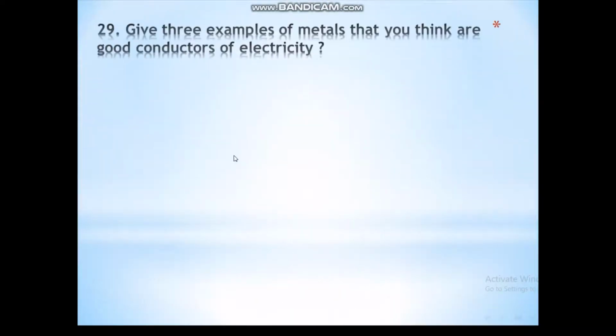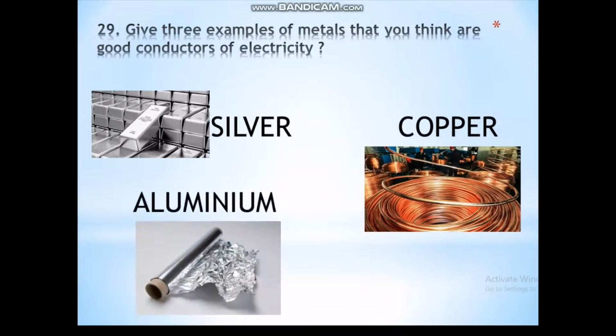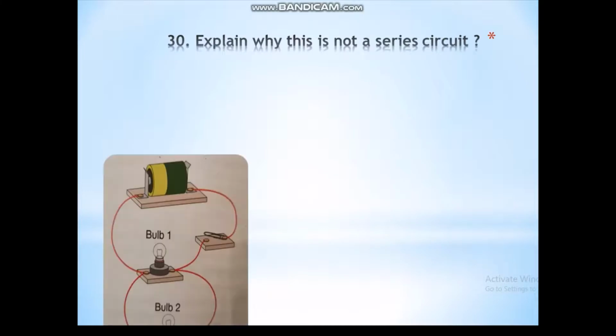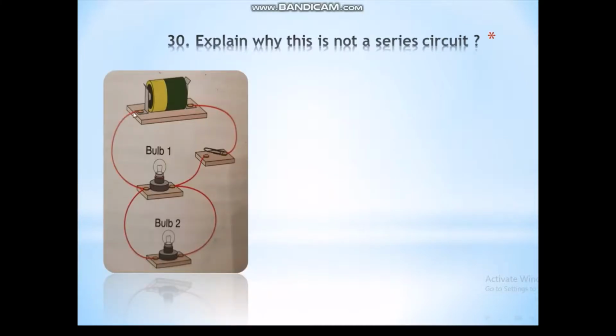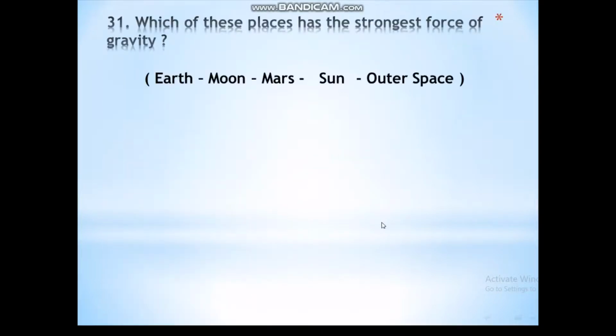Next question, 29. Give 3 examples of metals that you think are good conductors of electricity. First example is silver, second is copper, and third is aluminium. 30. Explain why this is not a series circuit. As we have learned, a series circuit is a circuit where components are all put one after each other in one loop. But in this picture, we have 2 loops. That's why this is not a series circuit.